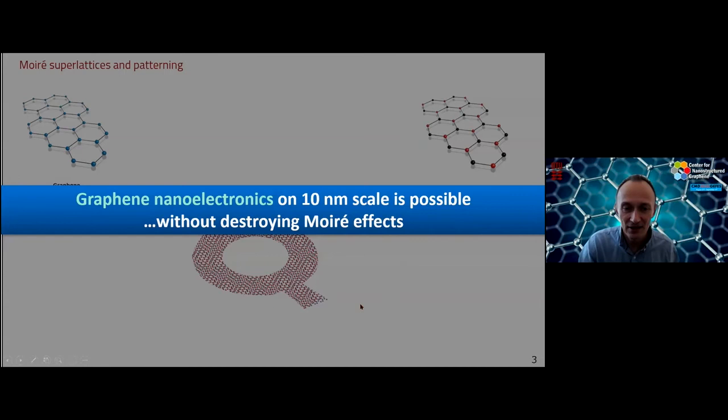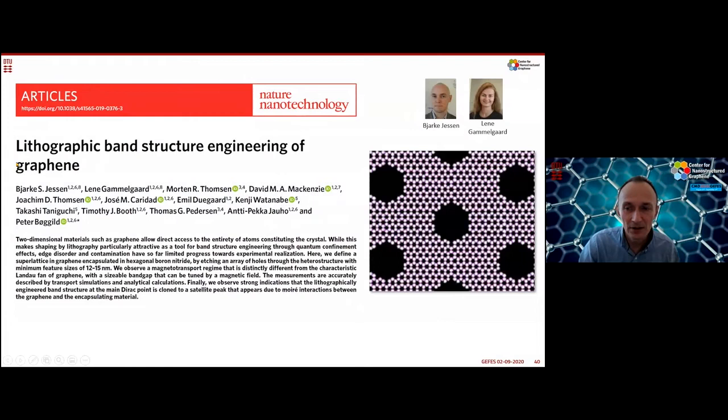If you're interested in this work, you can read more about it in this paper here. And I can just say that this is one of the original pictures, not from this paper, but from the original paper from 2008, where Antti-Pekka Jauho and Thomas Pedersen announced that they wanted to work with antidot lattices and started to knock on my door and say, Peter, you should make some holes in this new material graphene.